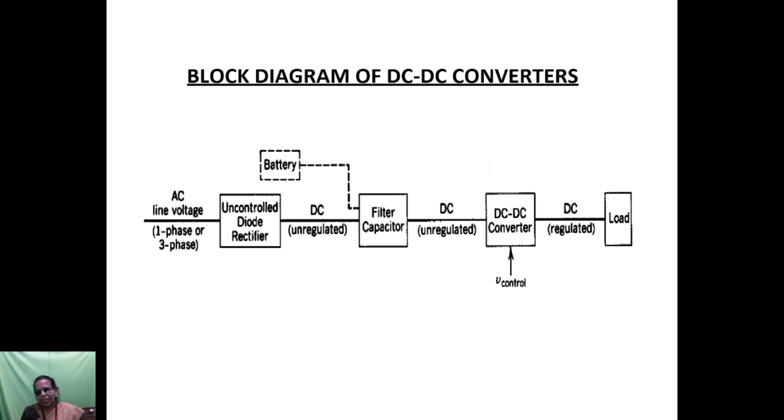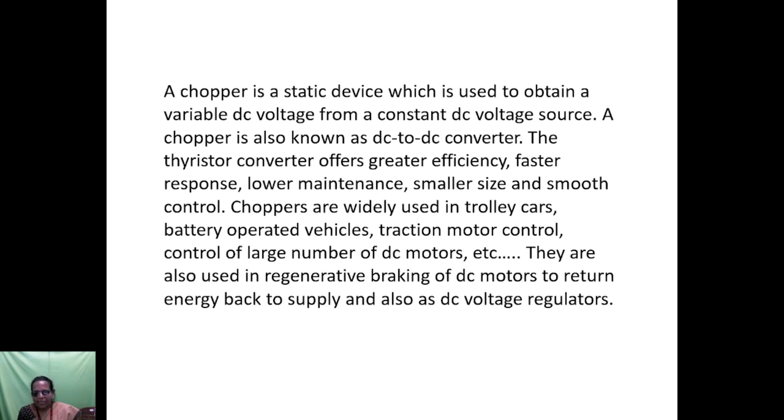The filter capacitor filters the voltage, and that DC voltage is given to the DC-DC converter. Here the fixed DC voltage is converted to a variable DC voltage, that is a regulated DC voltage. The V control supply is given along with the unregulated DC voltage, which gives the regulated DC voltage, and that is given to the load. So a chopper is a static device used to obtain a variable DC voltage from a constant DC voltage source. A chopper is known as a DC-DC converter.